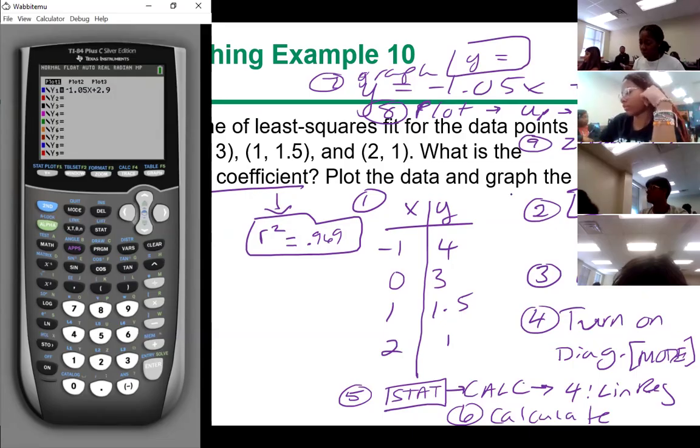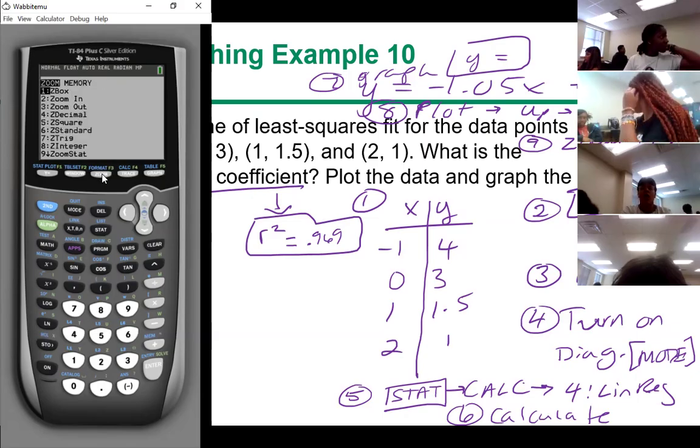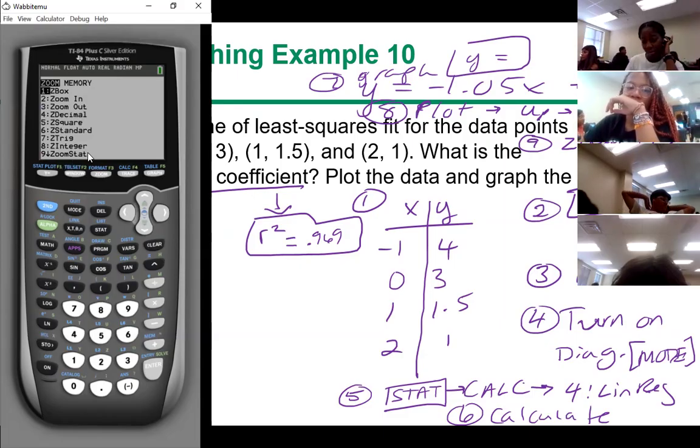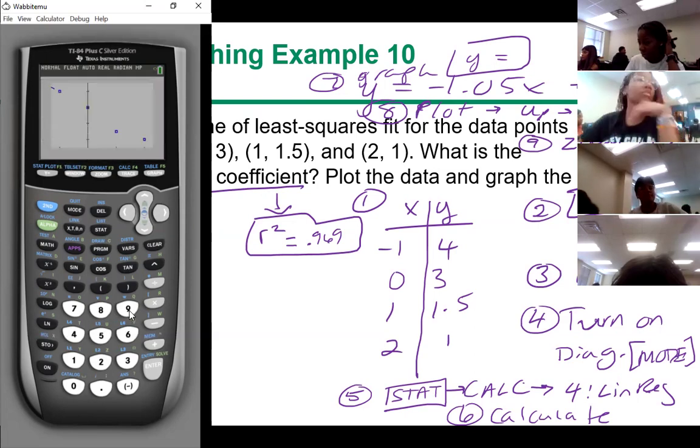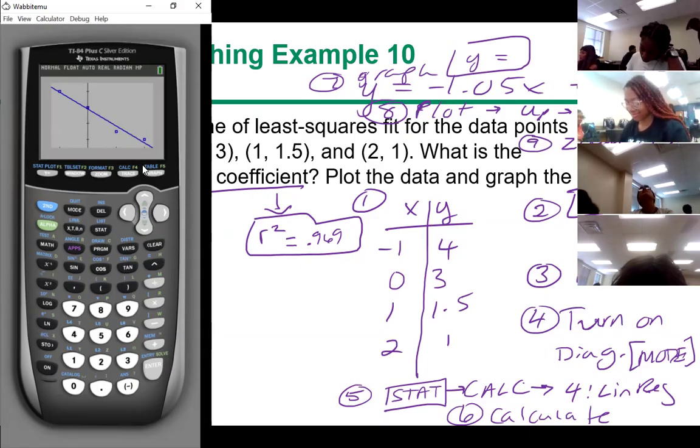Because we are analyzing statistical data, we don't go straight to the graph. We go to zoom, and we're going to go to zoom stat. What zoom stat does is adjust the window to fit our data and our linear regression model. And now I have plotted the points, and I've graphed the line of best fit. Okay? And those are the steps.